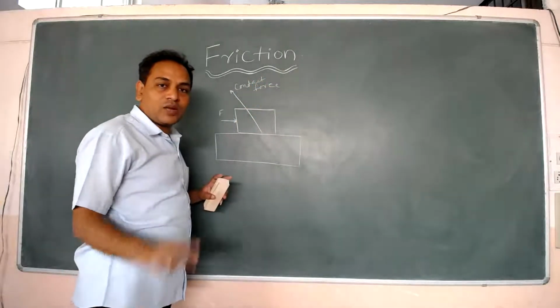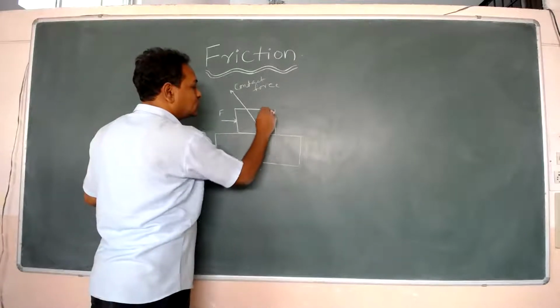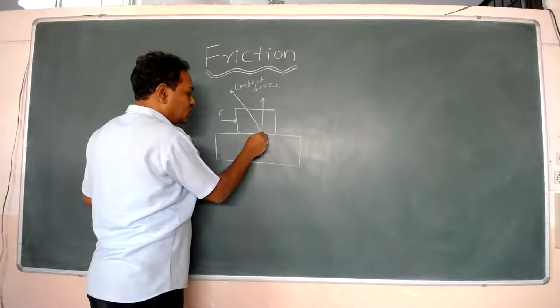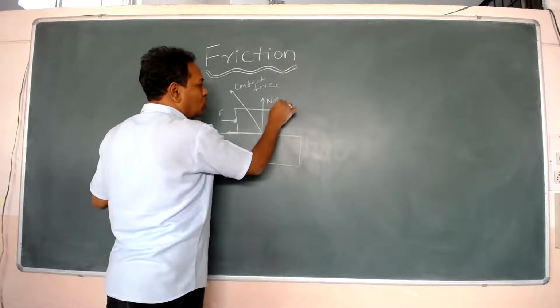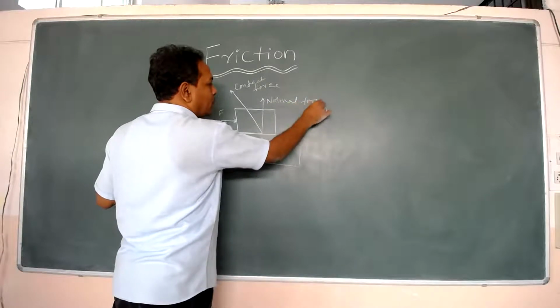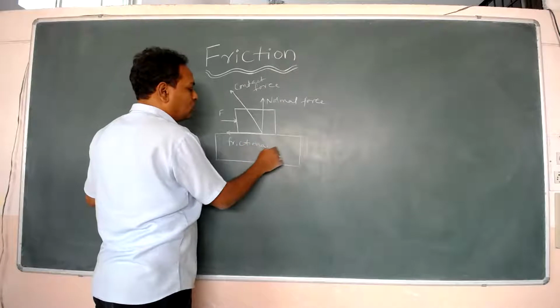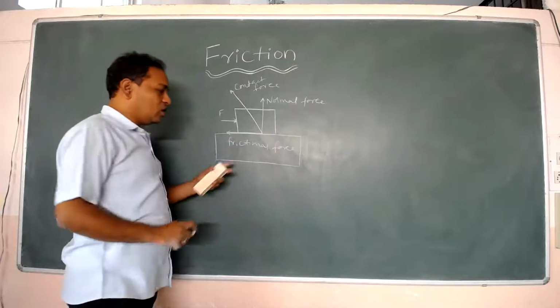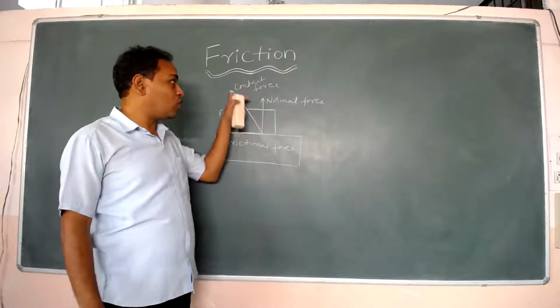Here, contact force can be split up into two components. One will be in this direction and one will be in this direction. This is called normal force and this is called frictional force. So here frictional force is nothing but one of the components of contact force.